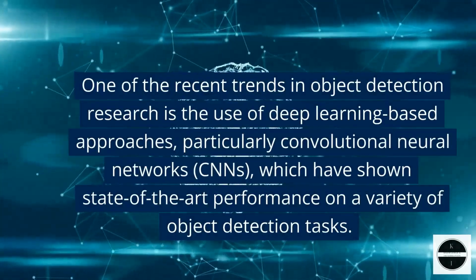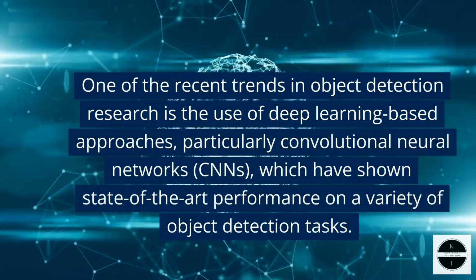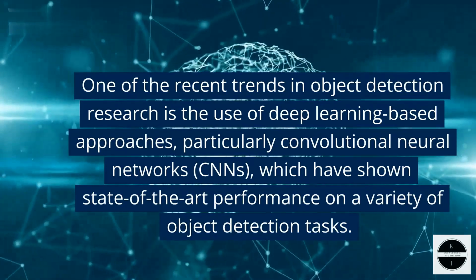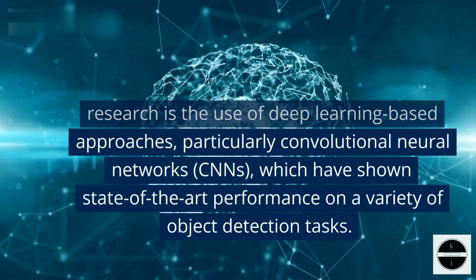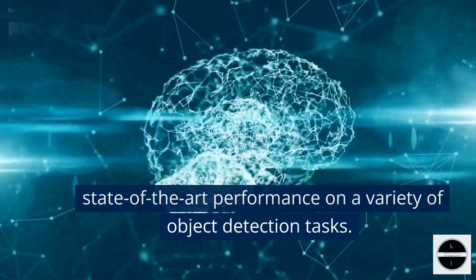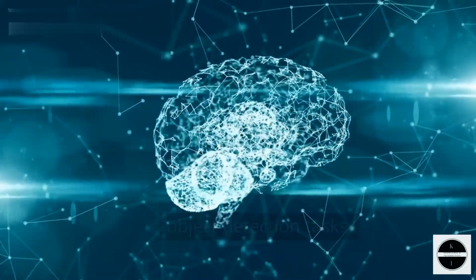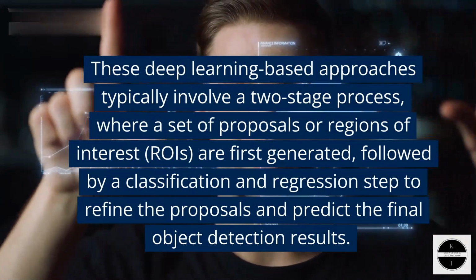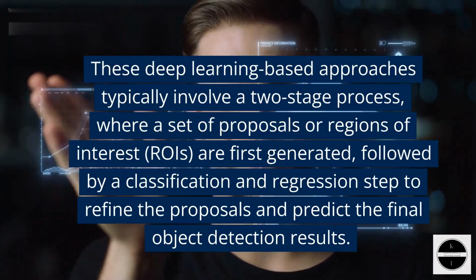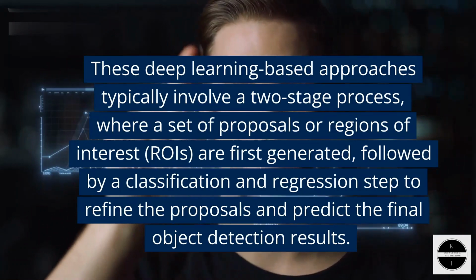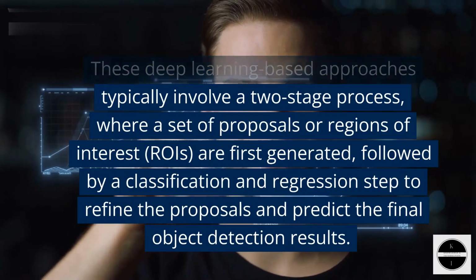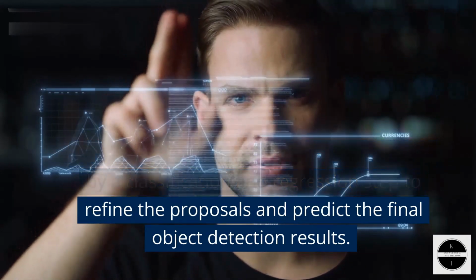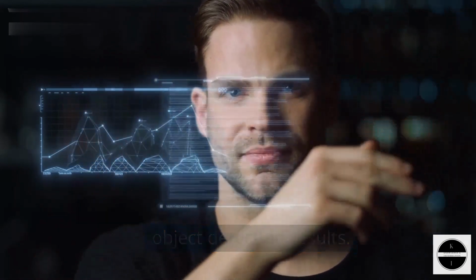One of the recent trends in object detection research is the use of deep learning-based approaches, particularly convolutional neural networks, CNNs, which have shown state-of-the-art performance on a variety of object detection tasks. These deep learning-based approaches typically involve a two-stage process, where a set of proposals or regions of interest, ROIs, are first generated, followed by a classification and regression step to refine the proposals and predict the final object detection results.